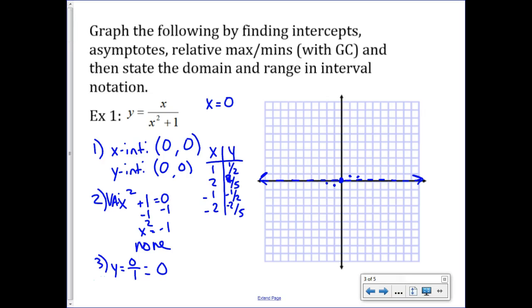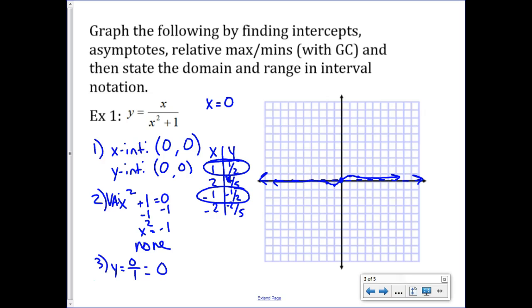When I plug that into my calculator, I found that the relative max and mins were (1, 1/2) and (-1, -1/2). So that's the highest point this graph hits before it goes back and levels out and heads toward that asymptote. And then -1/2 is the lowest point that graph hits. So it stays very close there. It just pops up to 1/2 and down to -1/2 before going along that axis.